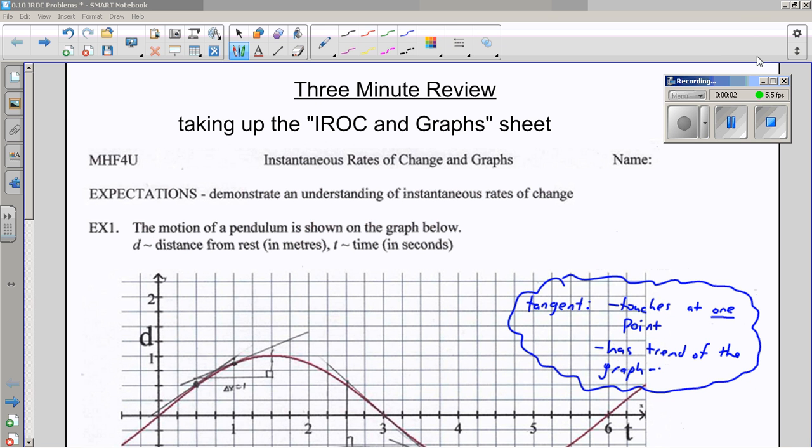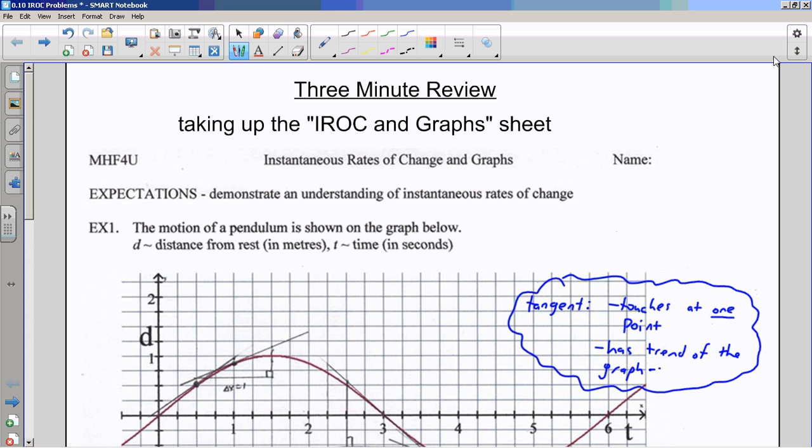Hello there, functions folks. The lesson is on IROC problems, instantaneous rate of change, and this is the last lesson of this huge unit zero, as we've been calling it, the preview to the whole course sort of unit. And hopefully you already know when the test is.